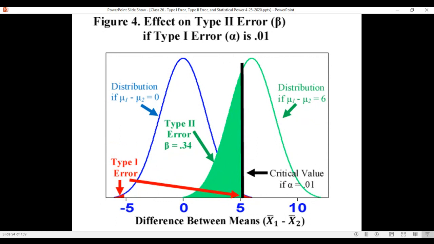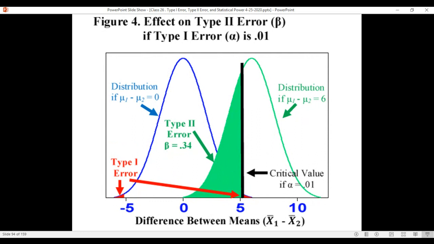So what happens to the critical region when alpha is 0.01 instead of 0.05? Aha, you remember that from earlier, right? The critical region gets smaller. And what happens to the probability of making a type 1 error? Well, it gets smaller too, right?